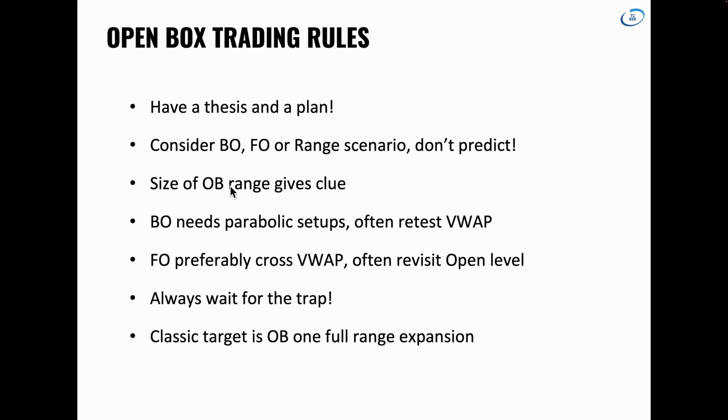The size of the open box range gives a clue. If it's wide, it might do a fake out and range. If it's narrow, it might be parabolic and go into range expansions. The breakout needs a parabolic setup, and often it comes back and retests the VWAP to go on. So if you want to have a safe trade, you wait for the VWAP to be retested with a trap in the other direction, and then you enter the trade.